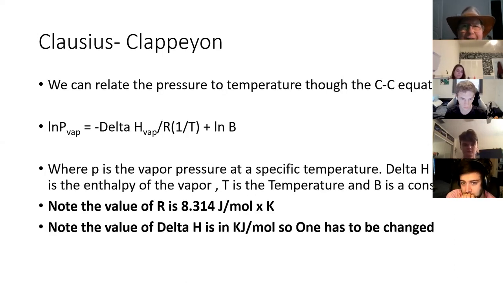Now, we can relate that vapor pressure with the temperature through something called the Clausius-Clapeyron equation. And that is the ln of the vapor pressure is equal to negative the heat of vaporization divided by R times 1 over the temperature plus the ln of B. Okay, B is a constant that's related to the gas. The delta H is the heat of vaporization, which also is a constant. What you need to note down here, though, is that R is not 0.08206, because we've changed the label. It's not liter atmospheres per degree Kelvin mole. It's joules per mole degree Kelvin.